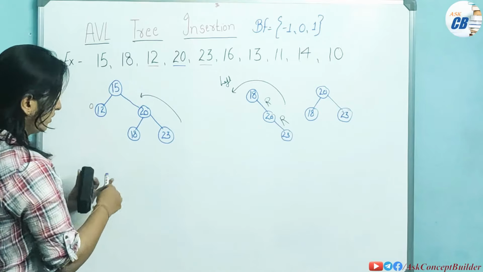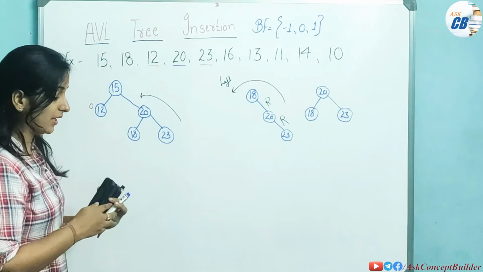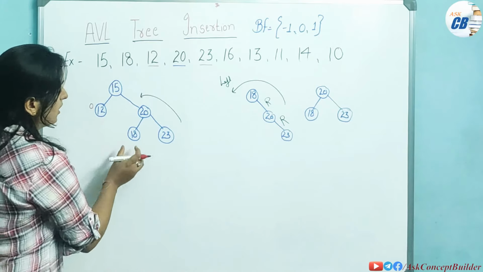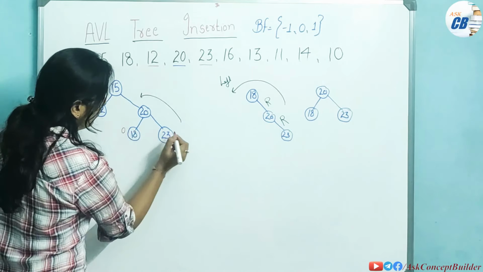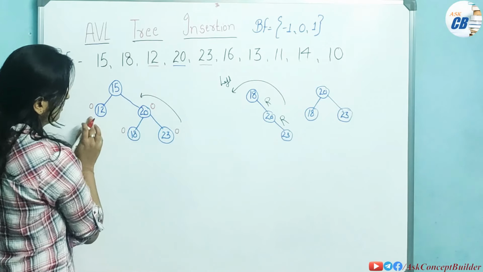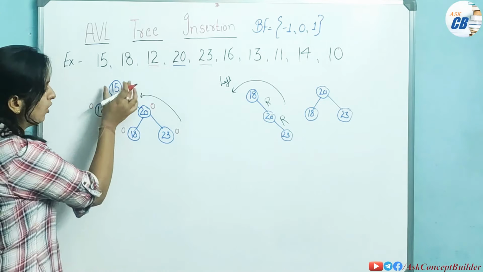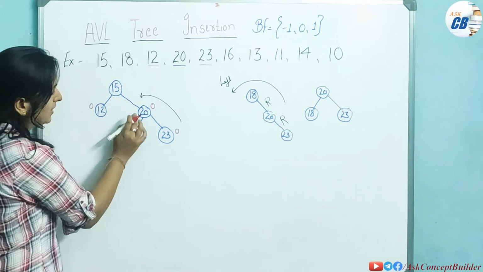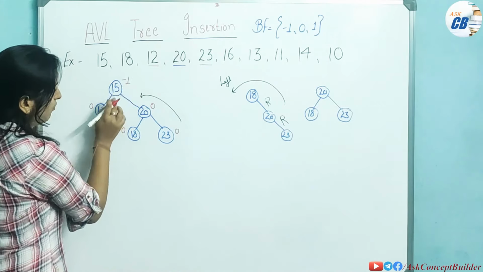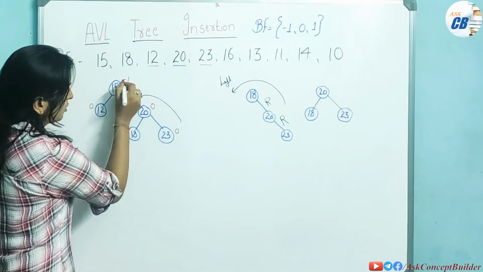Now again you have to check the balance factor for each and every node, whether it is balanced or not. Now see, the balance factor for this will be 0, for this will be 0, for this will again be 0, leaf node. Now for this it will be 1 minus 2, which is your minus 1.